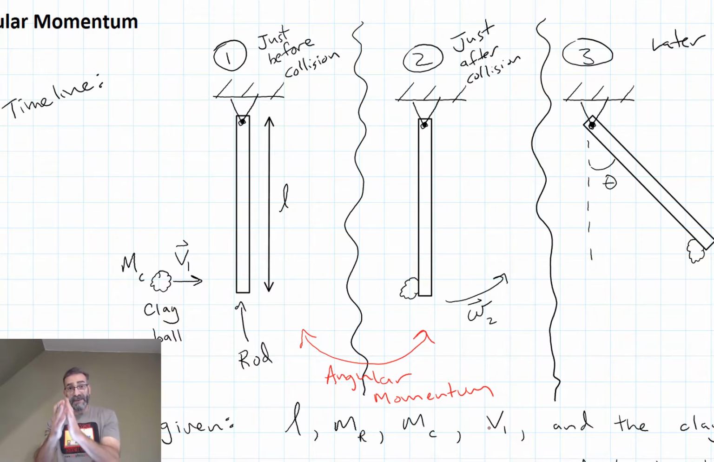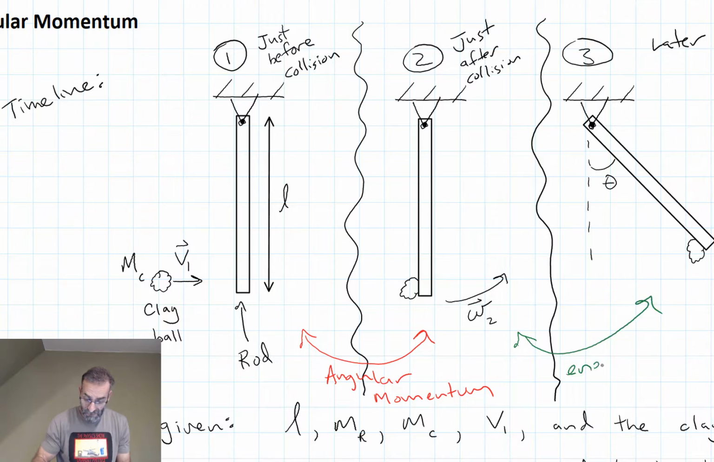But I know that if I allow that rod to continue to swing up, I can't use that assumption anymore. Gravity is acting on it, changing its angular momentum. So after that split second after the collision, I can't use this anymore. But what can I do? I can use energy to see how high up it's going to swing once I know the speed just after the collision.